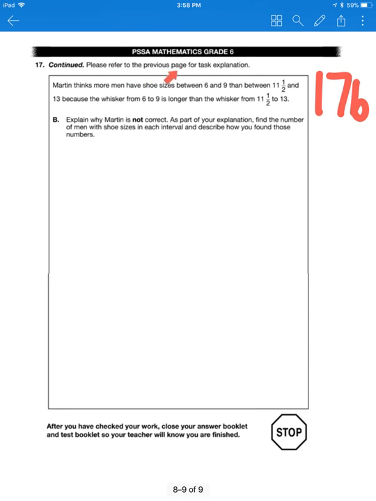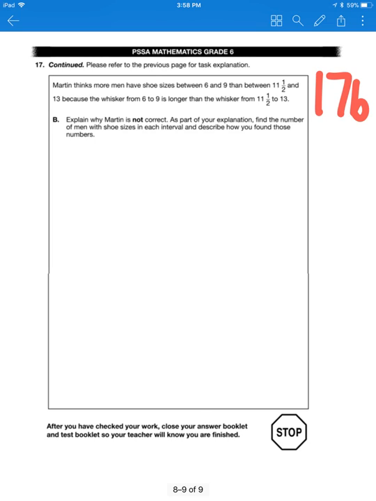Please refer to the previous page for task explanation. Now, Martin thinks more men have shoe sizes between 6 and 9 than between 11.5 and 13, because the whisker from 6 to 9 is longer than the whisker from 10.5 to 13. Explain why Martin is not correct. As part of your explanation, find the number of men with shoe sizes in each interval and describe how you found those numbers. Woo, there's a lot going on here.